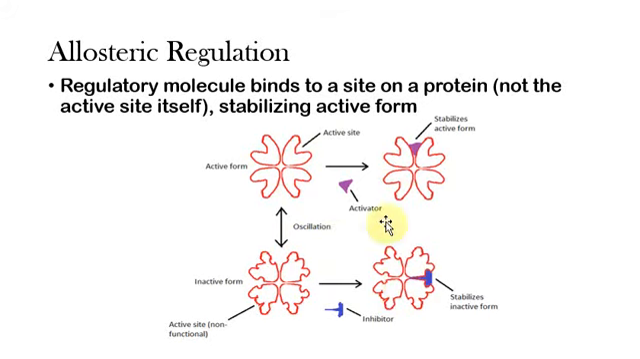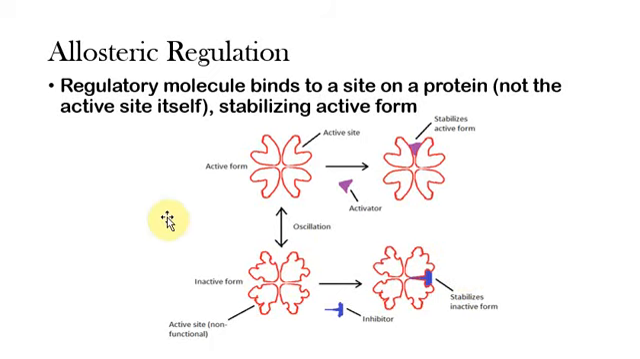This diagram kind of shows you. This is the active site, and you can see right there too. This enzyme has 4 active sites, and the allosteric activator will stabilize it in this position to where the active sites are available. This is the inactive form where those active sites don't work. They're non-functional. And the allosteric inhibitor will stabilize this form and prevent the enzyme from doing that function.